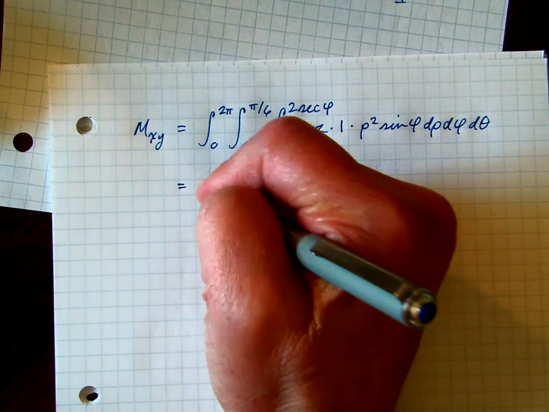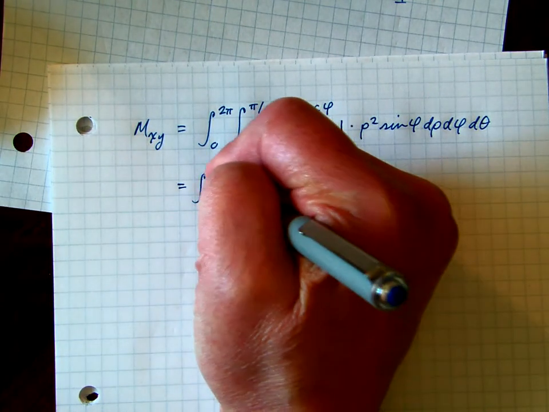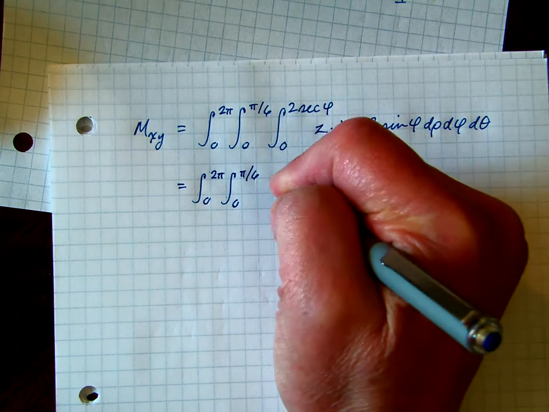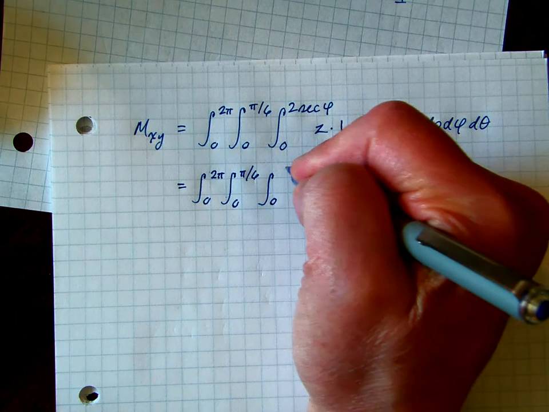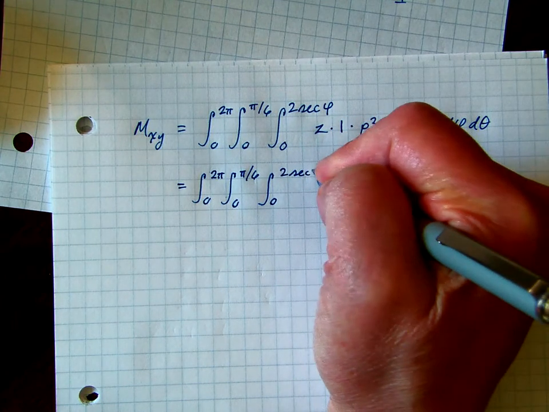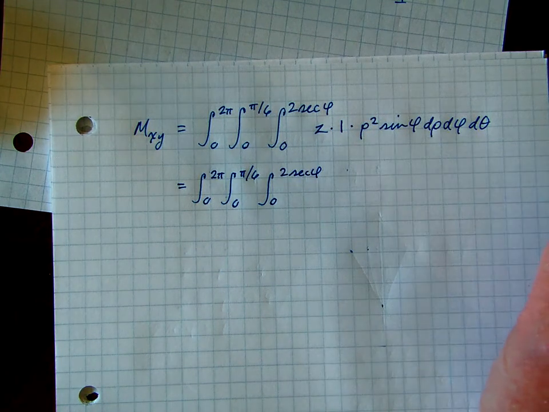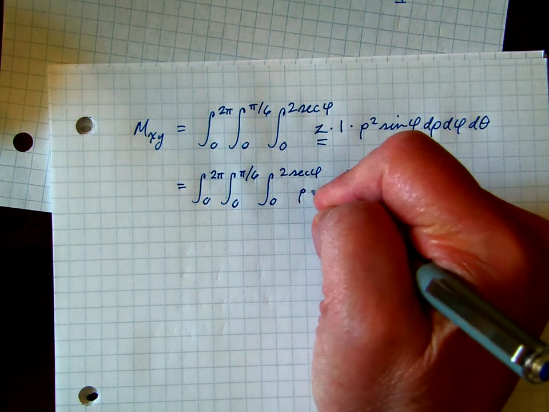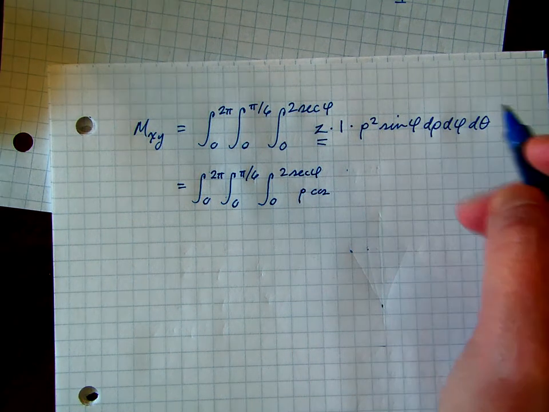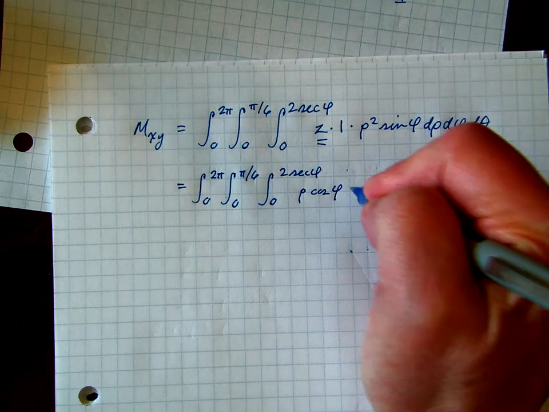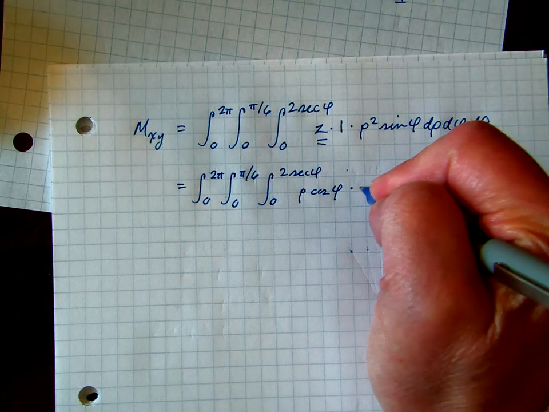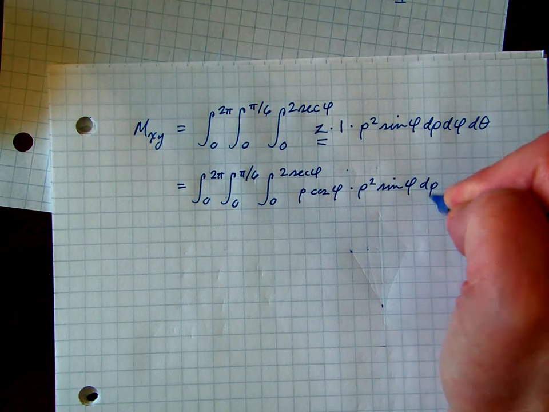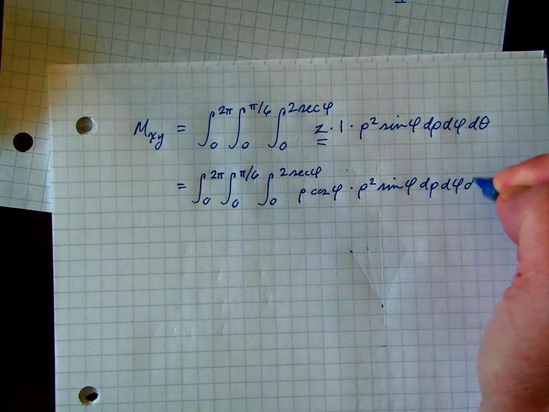We have a problem. The integrand isn't quite right. By which I mean, we have a z in there. That's not spherical. But we do know what z is. Z happens to be rho cosine phi. So put in rho cosine. Did I say theta? I should say phi. Okay, so that takes care of him. And we have rho squared sine phi d rho d phi d theta.